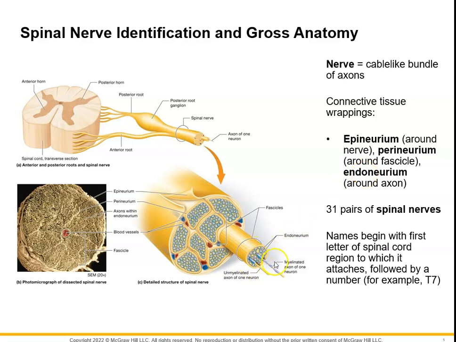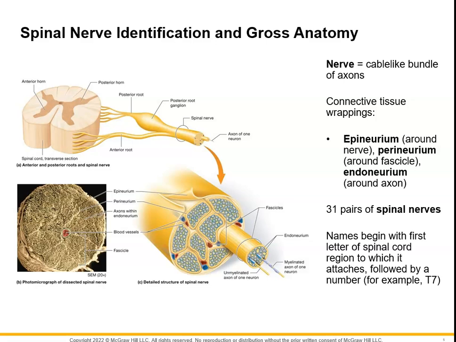Now we bundle a lot of axons together, just like we did with muscles, to form a fascicle. The fascicle is wrapped with connective tissue called a perineurium, and then we bundle a bunch of fascicles together and surround that with connective tissue called an epineurium. This is a nerve. This is what you see when you look at images of nerves. Okay, so the nerve is a bundle of fascicles, and your fascicles are bundles of axons.